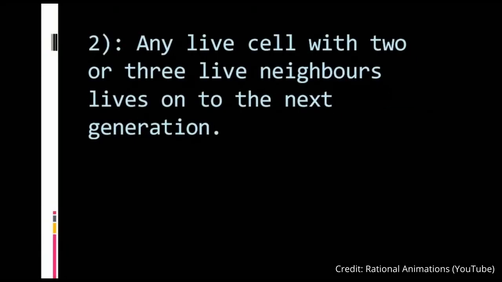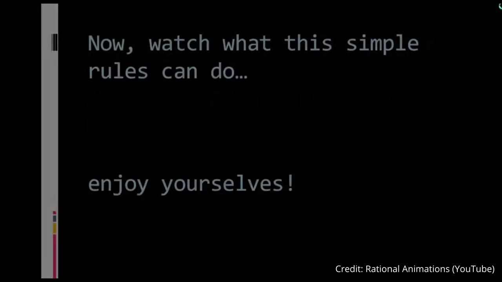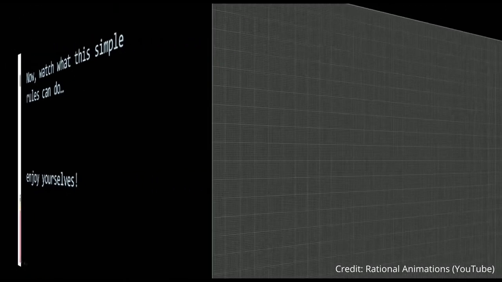Rule number 3. If a cell is alive and 2 or 3 of its neighbors are alive, it stays alive. So it remains that color. Rule number 4. If a cell is dead and exactly 3 of its neighbors are alive, it becomes alive, changes colors. Otherwise, it stays dead, remains the same color. All you do with this Game of Life is you set the initial conditions, and by that I mean you turn some number of cells on.